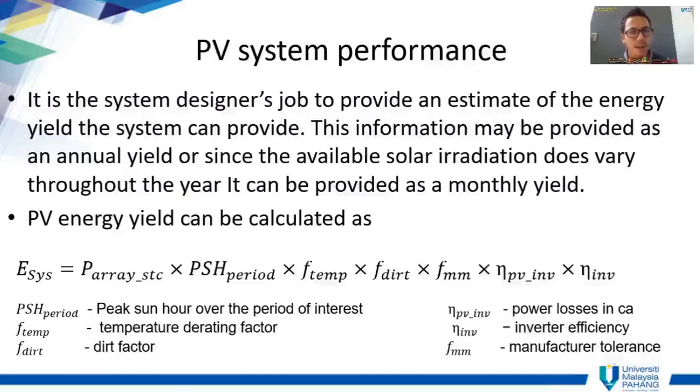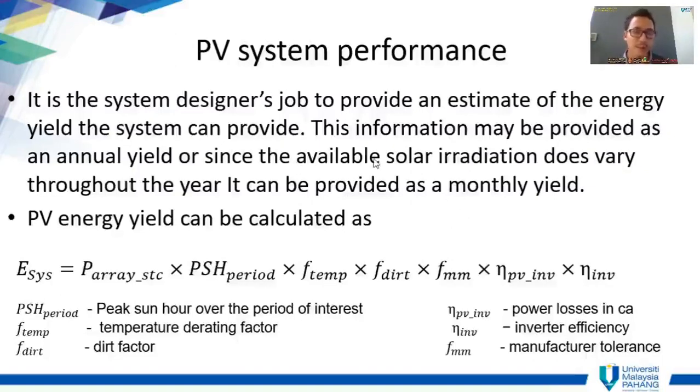Okay, we are going to the last process to evaluate the expected performance of our system. It is the system designer's job to provide an estimate of the energy yield the system can provide. This information may be provided as an energy yield or as the available solar radiation, or through the year it can be provided as a monthly yield. So PV energy yield can be calculated.